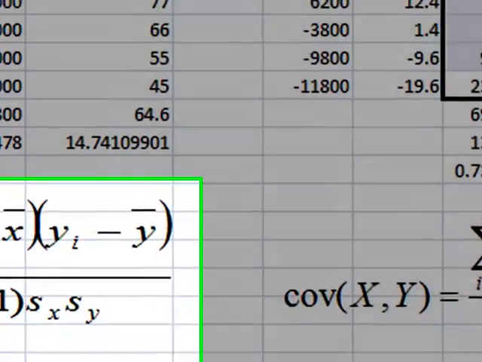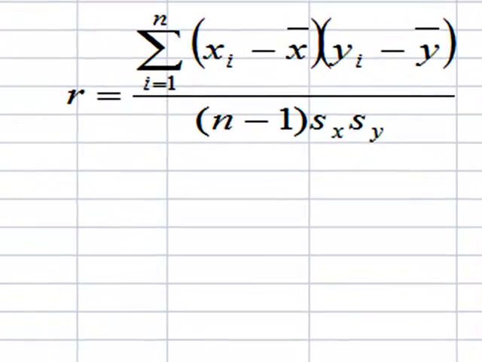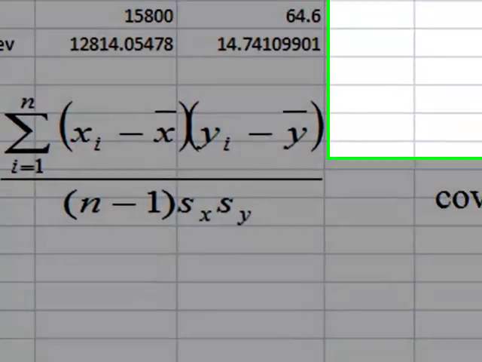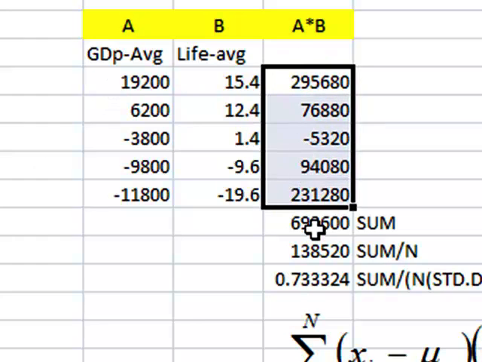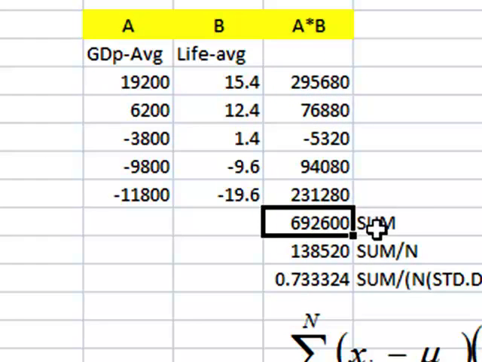Remember the summation sign, sigma, i equals 1 to n, n being the number of observations, which are 1 to 5. So 1, 2, 3, 4, 5, and I have to sum this multiplication. So I have multiplied these here. I select these and I sum them up here, and this is my sum.